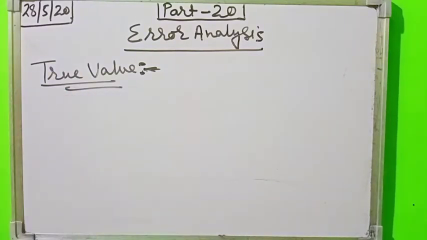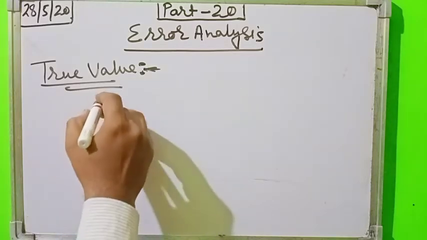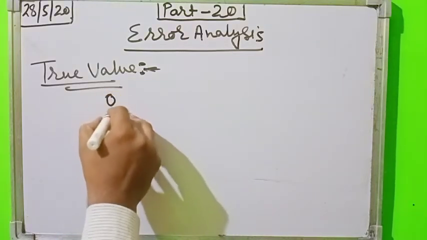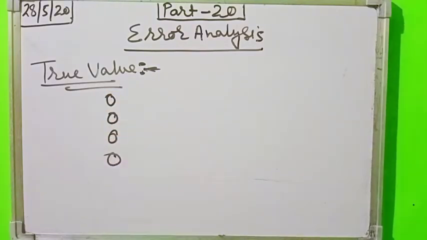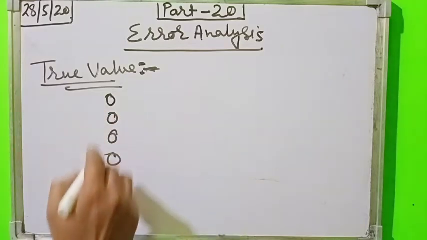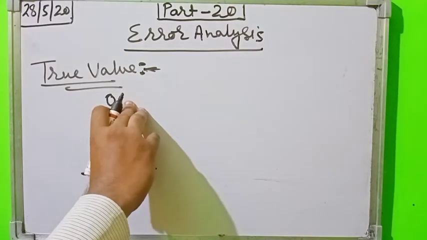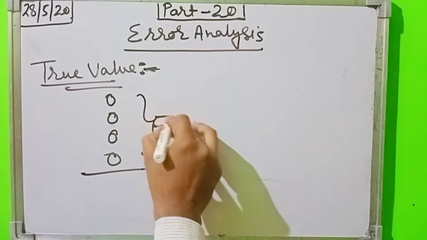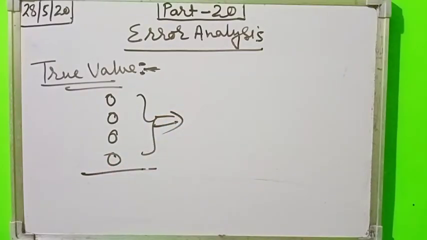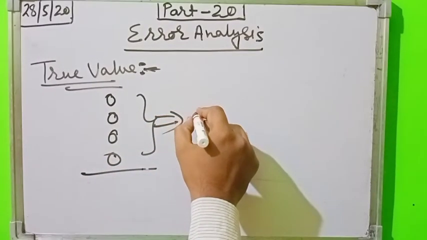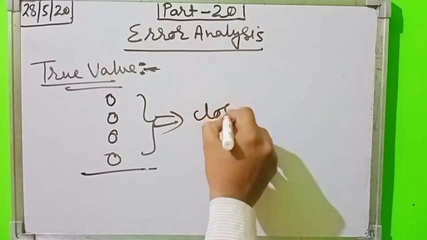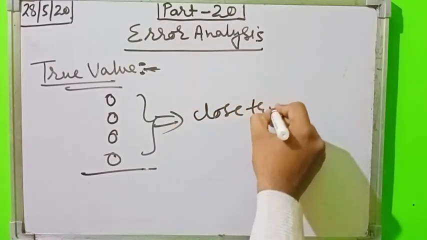For the true value, what will you do? For the true value, whatever observations you have, you take the average of all the observations. On taking the average of all the observations, whatever value you get is close to the true value.